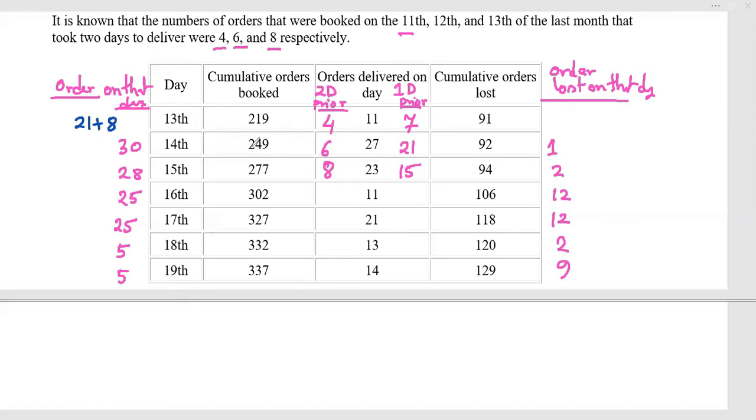But there are some orders that have also been lost from the 13th order. How many orders of the 13th have been lost? These are the 2. So take it plus 2. So the entire 13th order is actually divided in this format. The total number of orders on the 13th would be 31 in this manner. We need to go on finding these order lost cases and order delivered cases from the 16th onward.